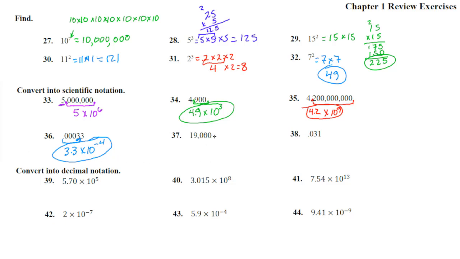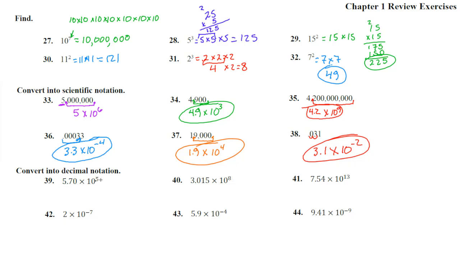Now we get this one. We're going to move the decimal from where it is here. Looks like 1, 2, 3, 4 places. 1.9 times 10 to the positive 4. And this guy, the last one. Move it 1, 2 places. 3.1 times 10 to the negative 2. Excellent. All right, number 39.